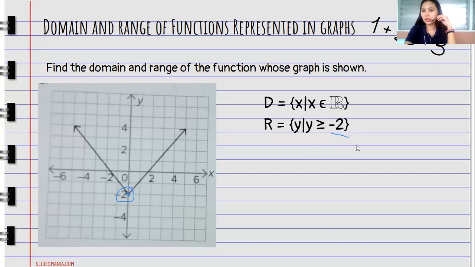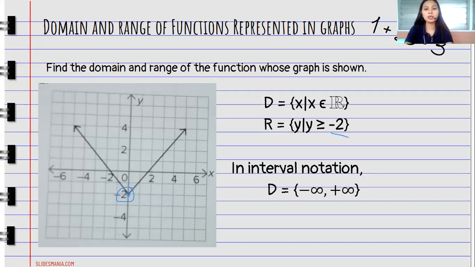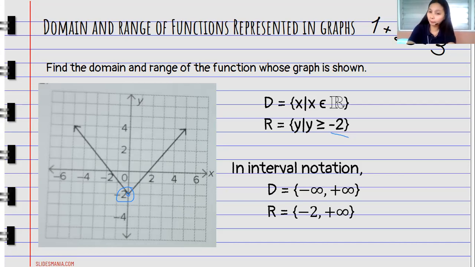So if we're going to write this in interval notation po, domain ko syempre, negative infinity up to the positive infinity. And our range is from negative 2 lang po up to the positive infinity. Okay? Kasi lahat sila, tignan nyo, yung dalawang arrow po natin ay naka-point po sa taas. It means positive infinity po. Okay? And then start lang po tayo sa negative 2 since ayun po yung lowest point natin.